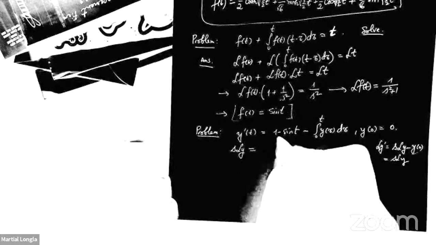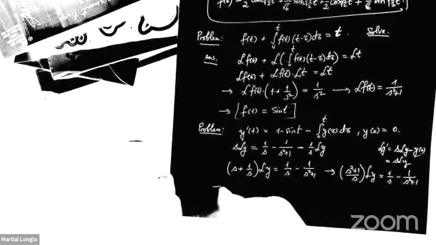So here is s times the Laplace transform of y equal to the Laplace transform of 1, that's 1 over s, minus the transform of sine t, 1 over s squared plus 1, minus this, which is 1 over s times the Laplace transform of y. That's why it comes to this side. It becomes s plus 1 over s times the Laplace transform of y equal to 1 over s minus 1 over s squared plus 1.